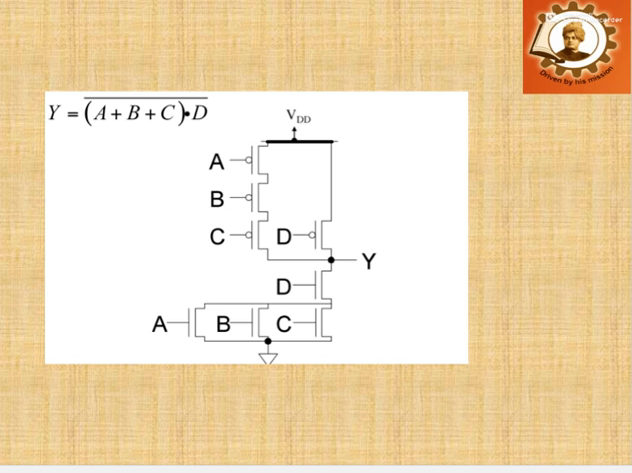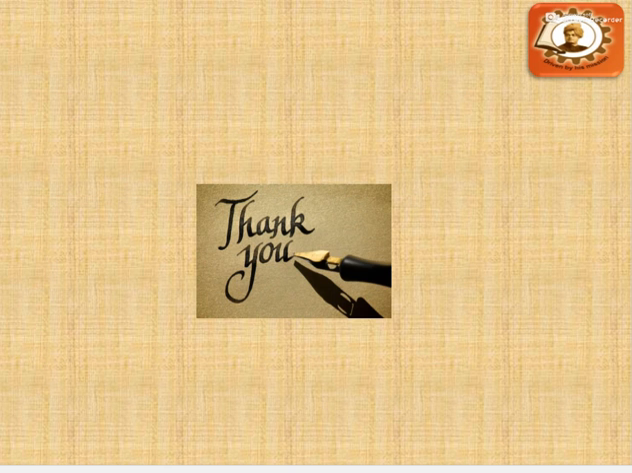We can just put the values inside the truth table. We are getting the output from that circuit that exactly matches the truth table of that expression. So this is all about our static combinational logic circuit.